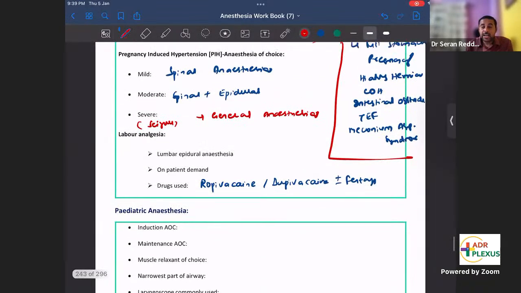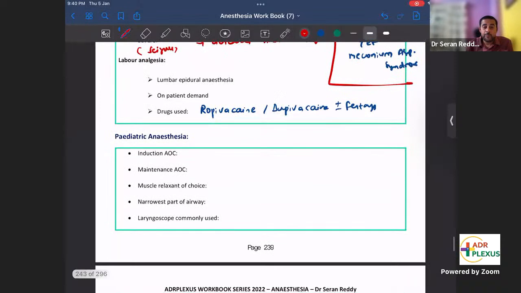Then coming to pediatric anesthesia. Pediatric anesthesia is very important. What is the induction agent of choice? Usually, you prefer to go for inhalational. Pediatric induction agent of choice is sevoflurane, and you maintain. For maintenance, you can use anything. You can use either halothane, or you can use isoflurane, or you can use desflurane. Because for induction, you need sevoflurane.